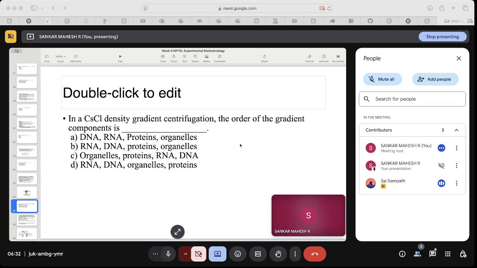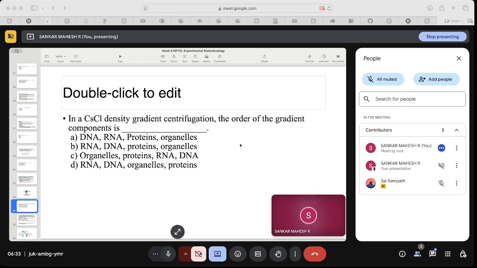Yes, sir. In normal centrifugation, for example in the case that you did, your cells are more dense than your media. What media did you use? LB or something like that? Luria broth, maybe? Yes, sir. That is less dense than your cells. That is why your cells will pellet when you do the centrifugation.